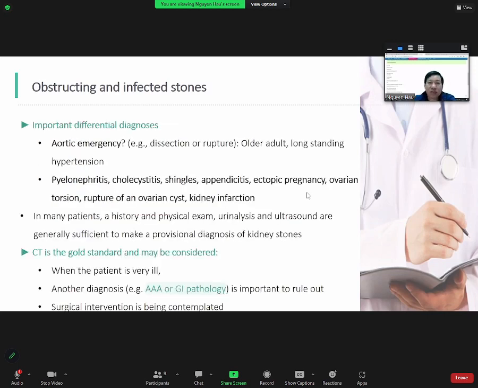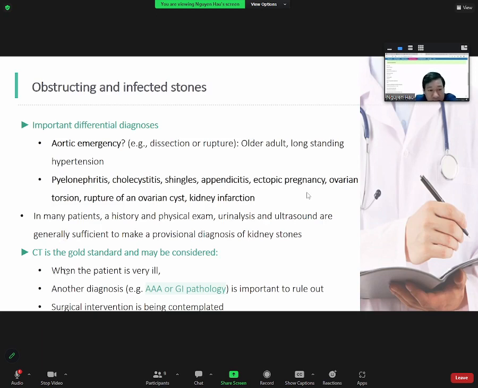Important differential diagnosis. Some patients have a history of kidney stone, have the same pain, and have fever like that. In some situations, the emergency doctor relies on the previous symptoms, and sometimes you misdiagnose. For example, aortic dissection is very dangerous, or ectopic pregnancy is very dangerous. You have to examine carefully and check ultrasound, blood test, or urine test.